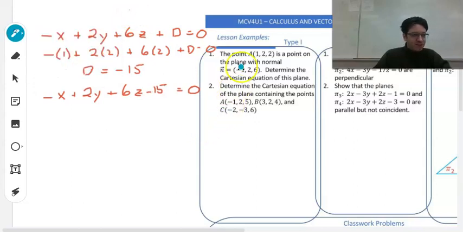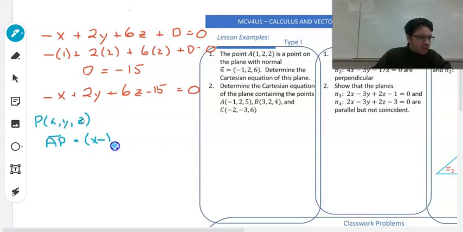Now, there is another way to do this. The other way of doing it is to realize, okay, we have a known point A. Let's take an unknown point P, which I will give the coordinates x, y, and z. And then I can find the position vector AP, which would be x minus 1, y minus 2, and z minus 2.